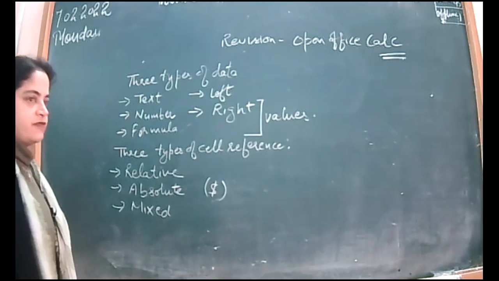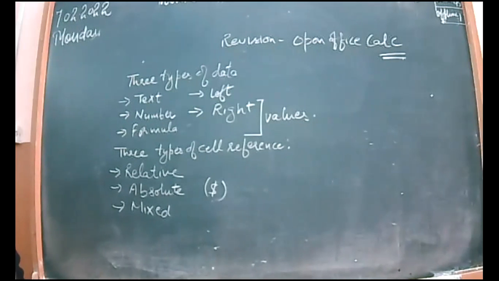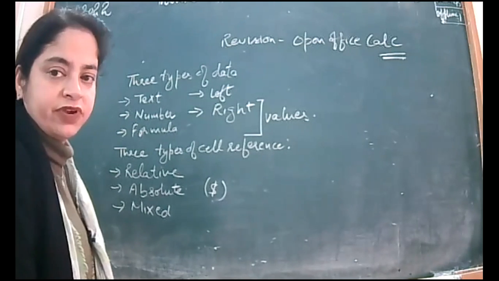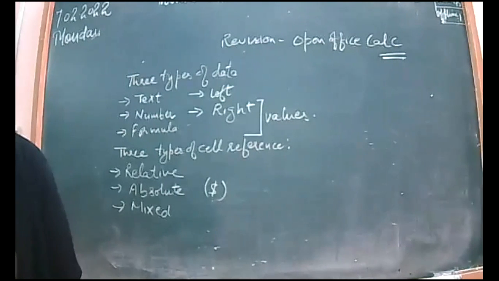Three types of cell references we had done in the previous class: relative reference, absolute reference, and mixed reference. Now, which symbol is used for making the cell an absolute reference? Dollar sign. Okay, the dollar sign symbol is used for making the cell reference an absolute reference.